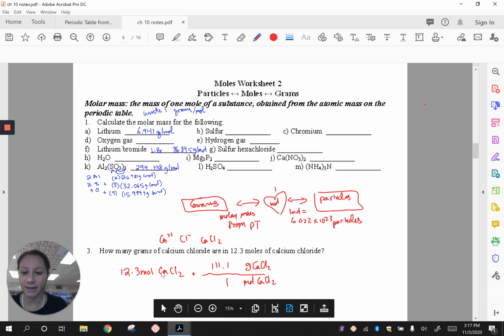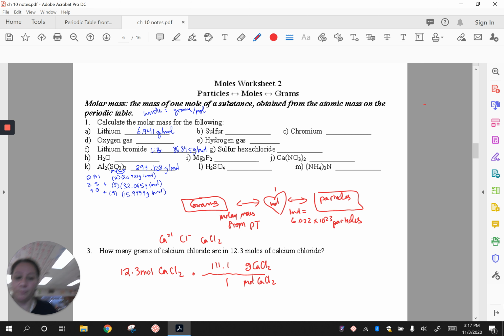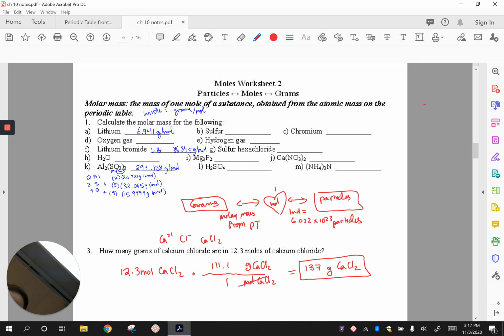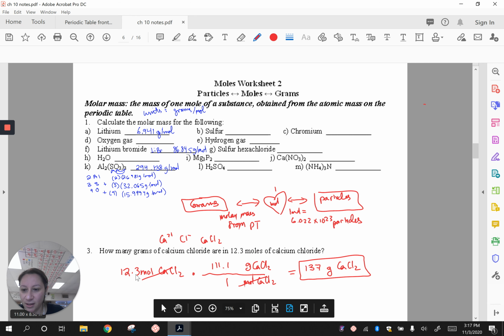So then to get the answer, you do 12.3 times 111.1 divided by 1, which ends up being 137 grams of CaCl2. My moles cancel. I end up with the grams. And this number is 3 sig figs. This should not limit me, and so the answer should be 3 sig figs.